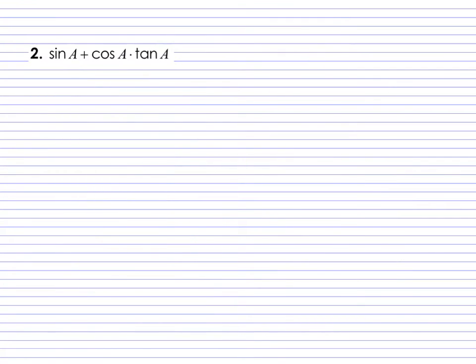So number 2 is going to be very similar to number 1. I'm going to rewrite all of these terms in terms of sine and cosine. I'm going to start with the sine of A, bring that down, plus, I'm going to put this over 1, cosine of A over 1, times tangent, which we can rewrite as sine of A over cosine of A.